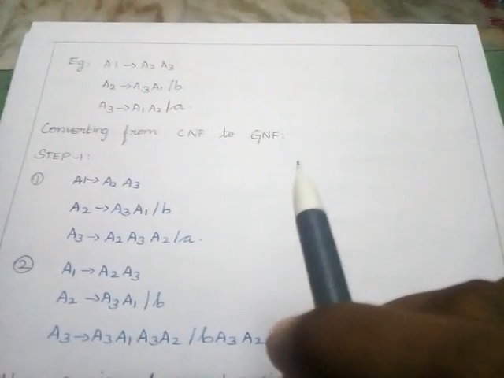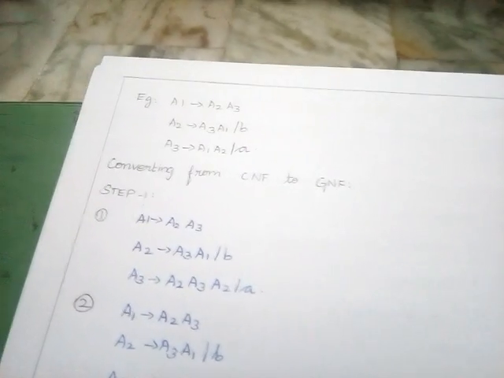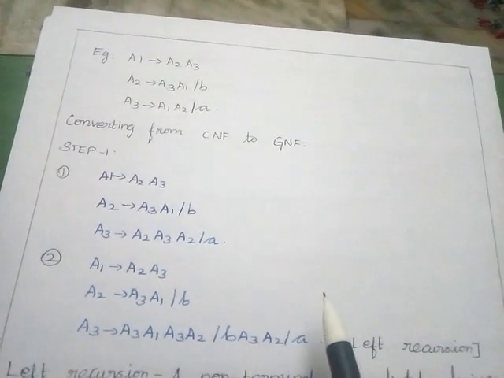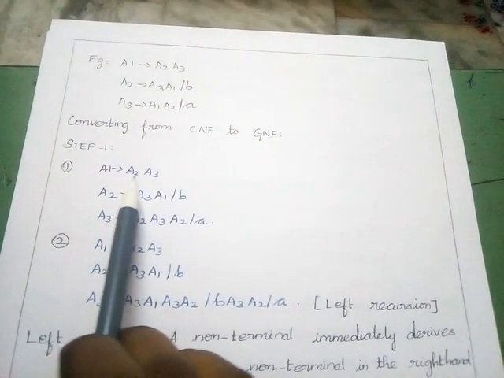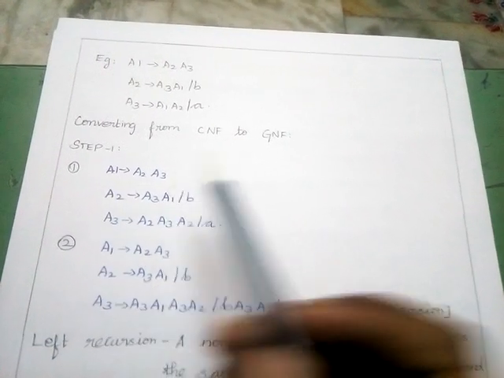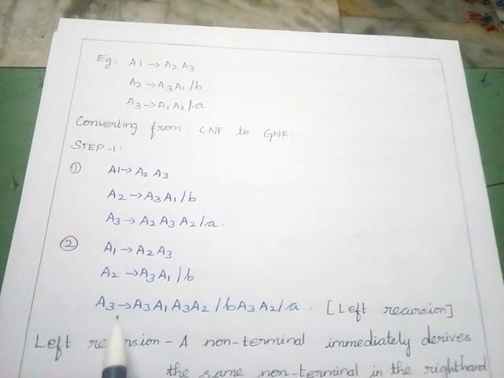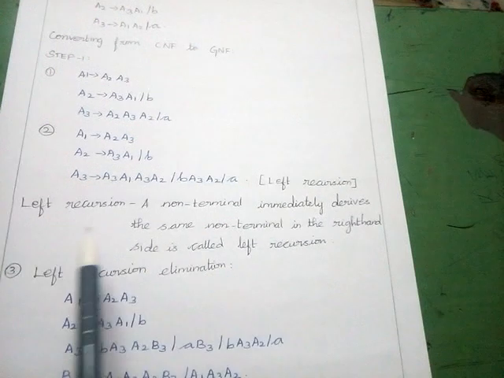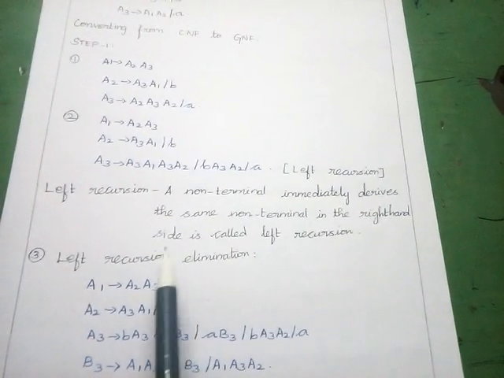After converting into CNF, we have to convert it into GNF. GNF is nothing but a single non-terminal deriving a single terminal followed by any number of non-terminals. In the first step, we are going to check whether the rightmost value is greater than the leftmost value. If it is not, we have to substitute the value of A here. And here there will be a possibility of the left recursion problem. Left recursion is nothing but a non-terminal immediately deriving the same non-terminal on the right hand side.